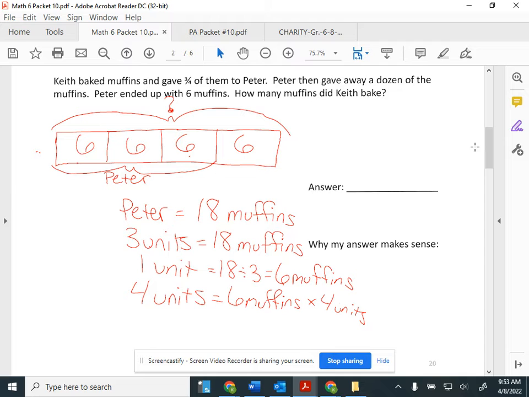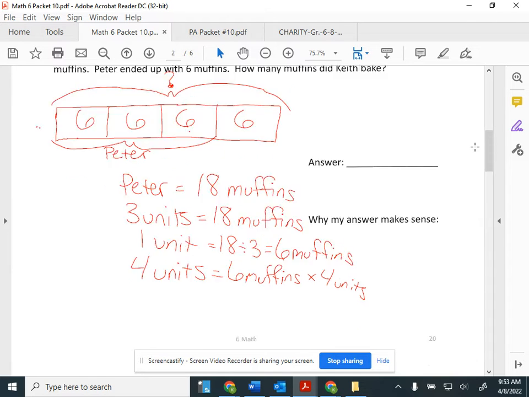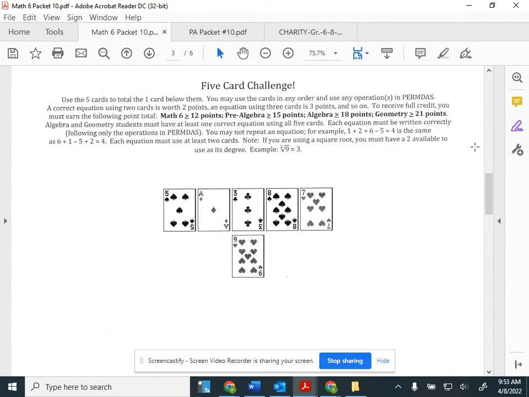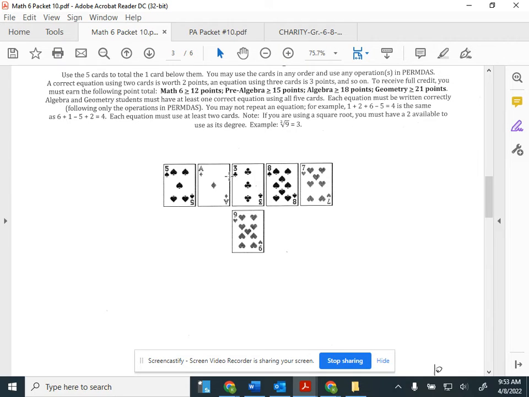Our next page is that 5-card challenge. Remember, the ace is a 1. You can multiply something by 1. That's adding an operation. You can divide something by 1. It adds an operation. It helps build how many points you can get.